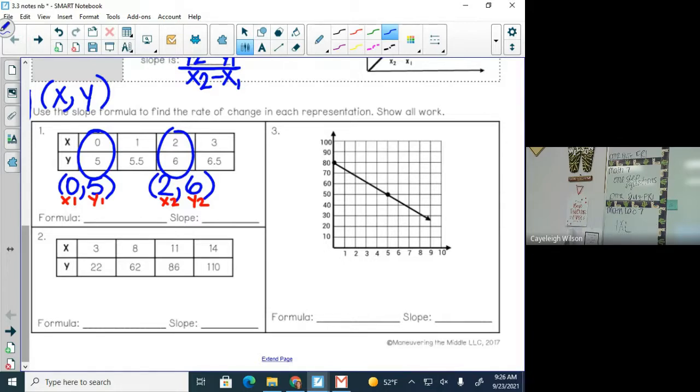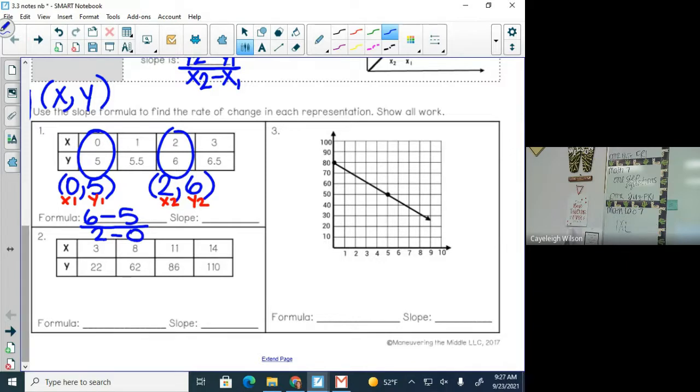Okay, so once I label them, I'm ready to plug them in the formula. So I want us to all respond here. The formula is y2 minus y1 over x2 minus x1. So what did we say is y2? 6 minus y1, 5, over x2, 2 minus x1, 0. And then I would work that out.